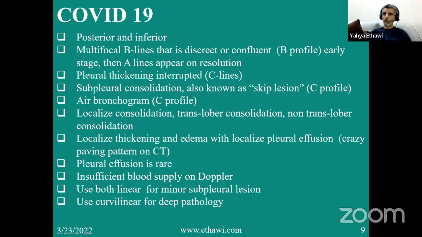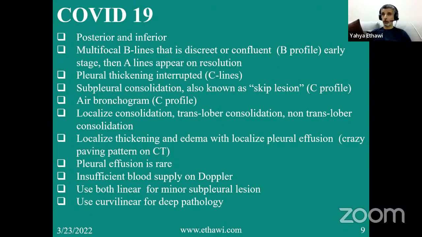And once the patients start to recover, you'll see more A lines. You'll see pleural thickening, and you might see interrupted pleura or C profile. You might see subpleural consolidation, also known as skip lesions, or C profile. You can see air bronchogram, again, it's a C profile. You can see localized consolidation, or sometimes you see translobar consolidation, which is very unlikely in usual pneumonia. But also you can see non-translobar consolidation.